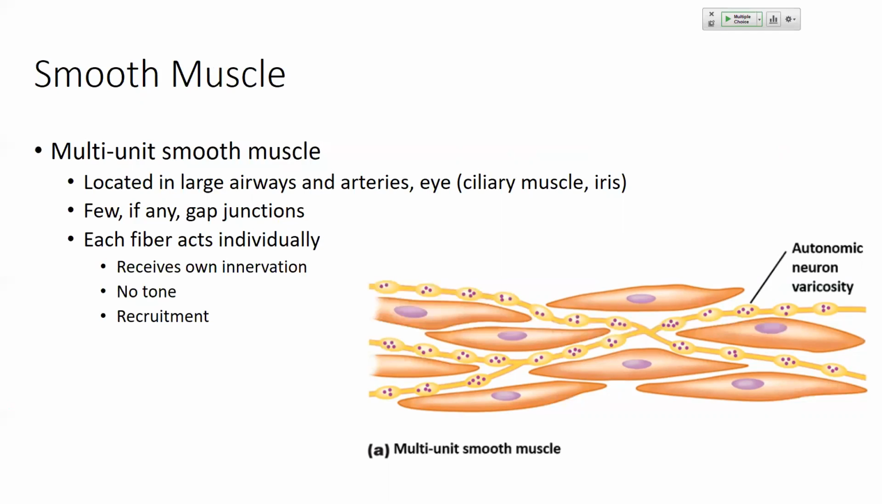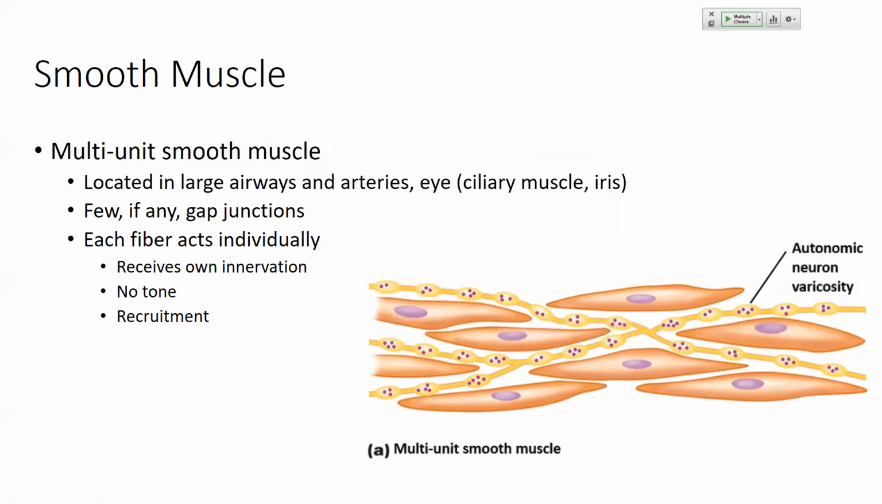Okay, so just to reiterate here, this type of fiber receives its own innervation. So each cell, right, very different from what we saw with single unit. Each cell is innervated independently. Each cell comes into contact with one of these varicosities, and so it acts as its own boss. There are very little gap junctions, and so each cell is regulating its own contraction. So as a result, we do not see tone, and we can see recruitment.